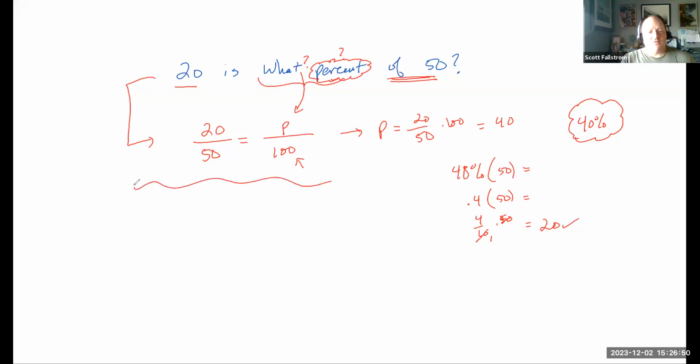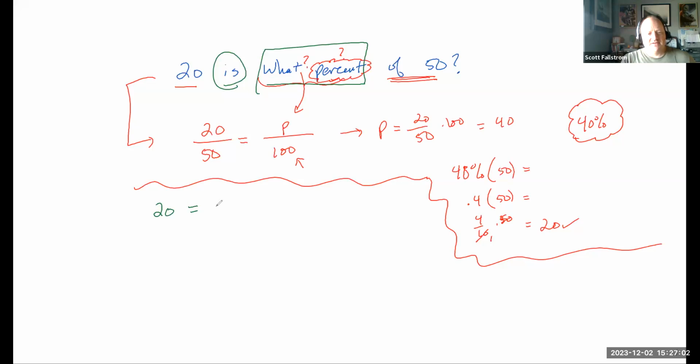And that leads to the second way to do a problem like this. Just read and then put things in. 20, here's the number 20, is equal sign. What percent? I don't know. What percent of, multiply 50. So what I've done is I've created an equation.